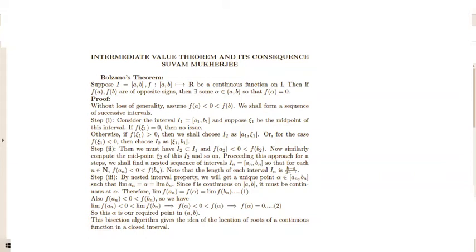So that means f of alpha must be precisely 0, and so this alpha is our required point in the open interval (a, b). So this alpha meets our requirement. This bisection algorithm gives the basic idea of the location of the roots of a continuous function in a closed interval.